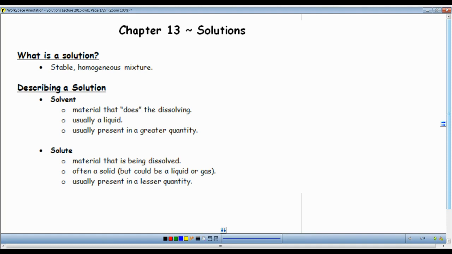Welcome to our unit on solutions. Some of this should be familiar to you. It's not the first time you're hearing of a solution. We've used solutions all year. In general, they are stable, homogeneous mixtures.